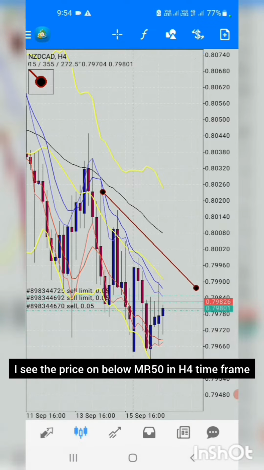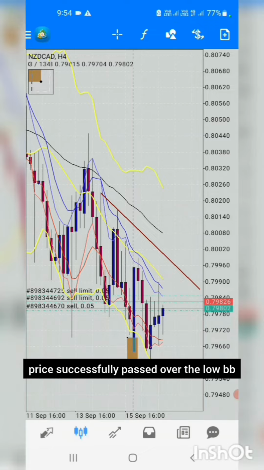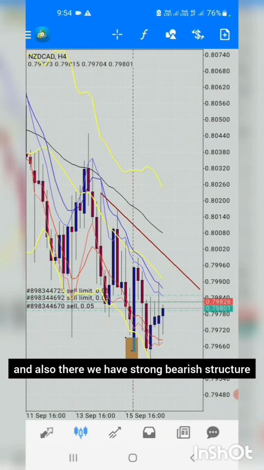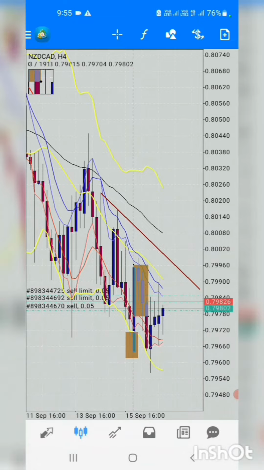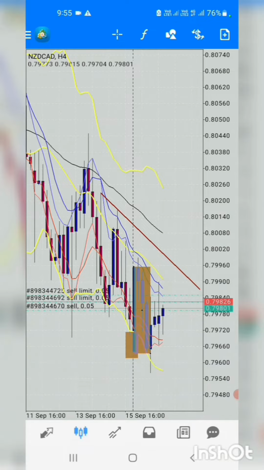I see the price below the MA 50 in the H4 time frame and the market is showing a clear downtrend. Price successfully passed over the low BB, and there we have a strong bearish structure where price wants to drop further.